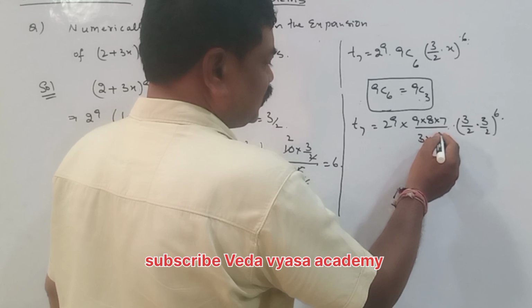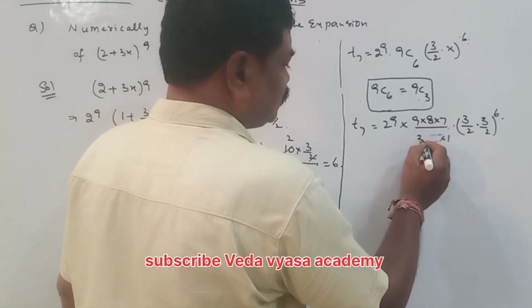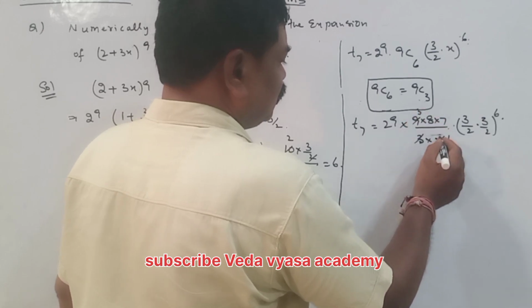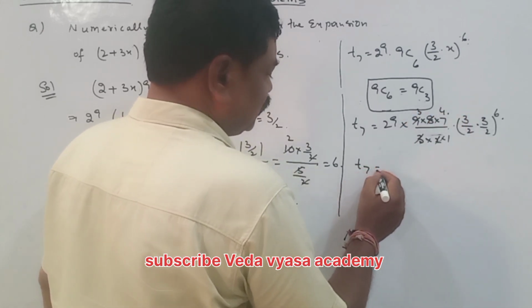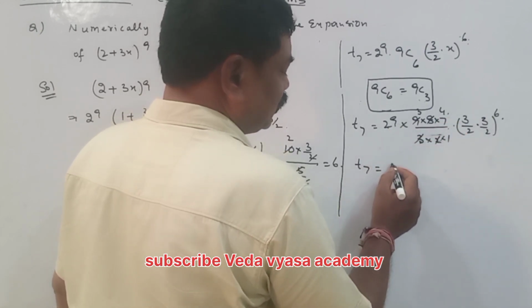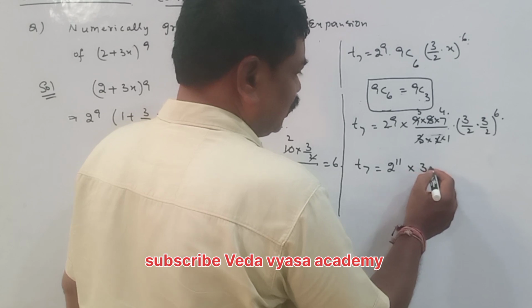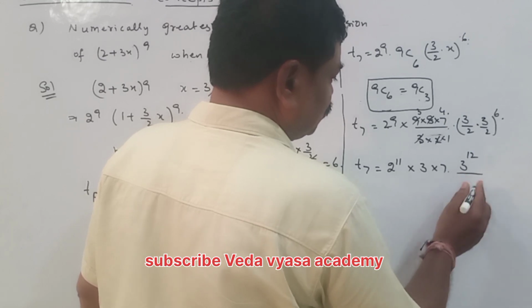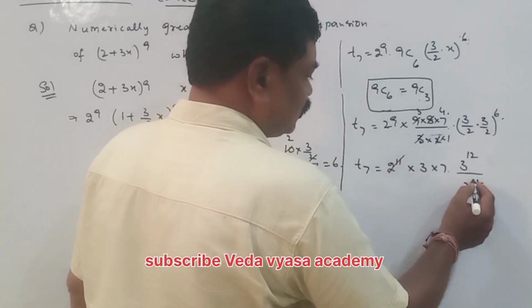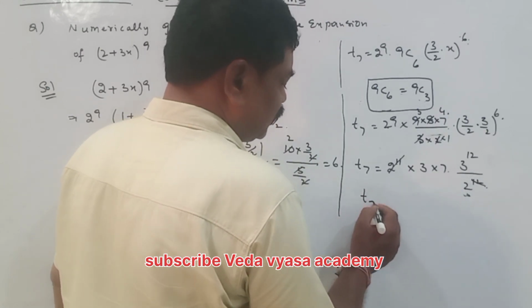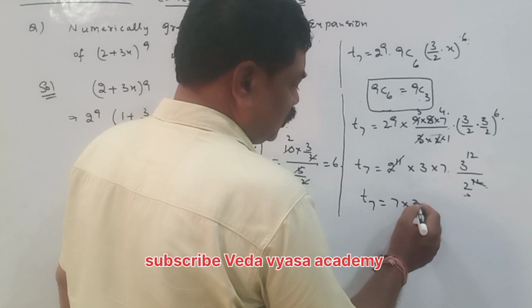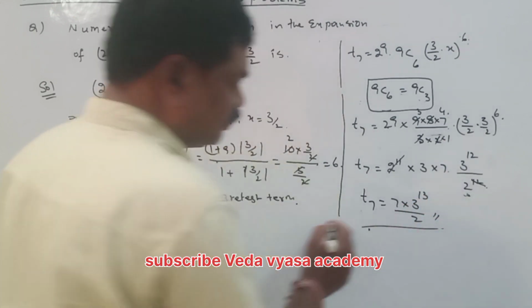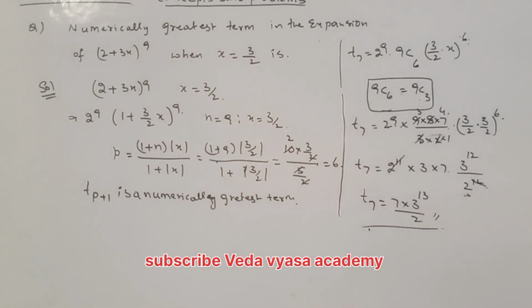So T7 is equal to 2 power 9 into 2 square, which gives 2 power 11, into 3 into 7 into 3 power 6 by 2 power 6. After cancelling, T7 is equal to 7 into 3 power 7 by 2, which is the numerically greatest term in the expansion of (2 + 3x) whole power 9, where x is equal to 3/2.